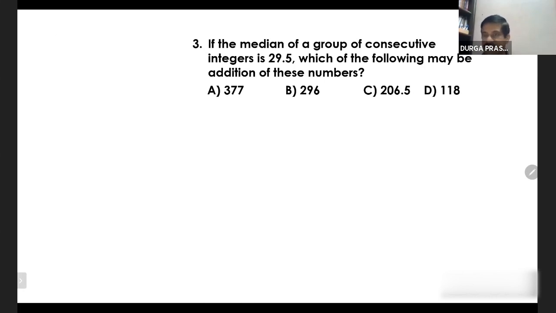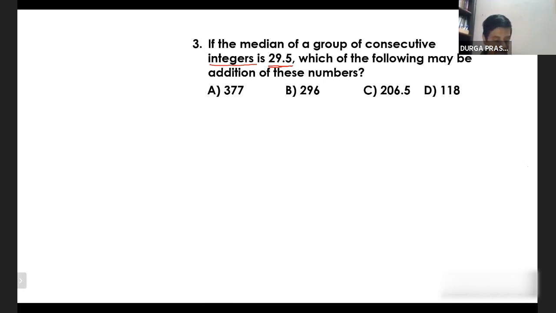Like if there are 4 numbers, the median becomes the average of the second and third. If there are 6 numbers, the median becomes the average of the third and fourth. So that is what we need to look at. It's very clear that since 29.5 is given, there are an even number of numbers because he said integers. That is a very important point which we should note.